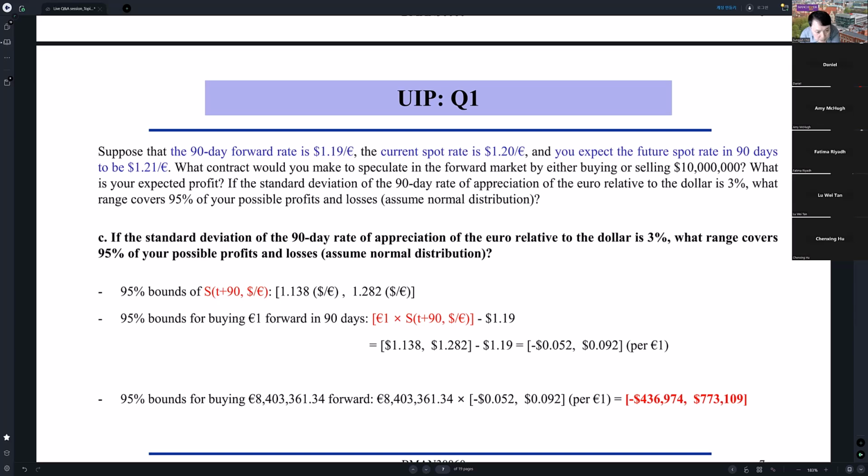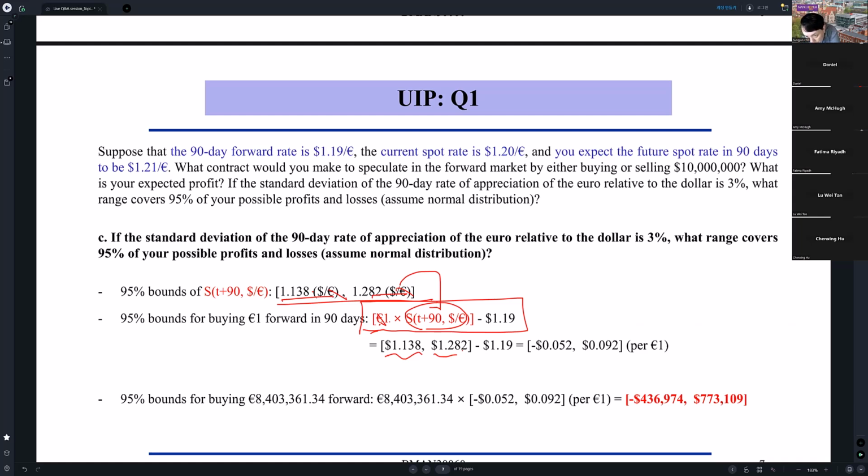So given the 95% bound of this one, how do you get the 95% bound of buying €1 forward? The profit or loss for buying €1 forward looks like this. Then you just plug in this pound to this place. So €1 times this one and this one. The euro will be canceled, and you get $1.138 lower bound and $1.282 upper bound.